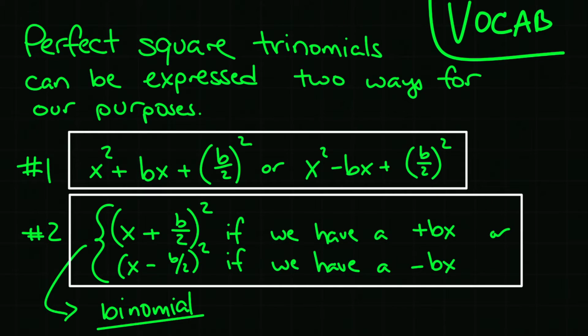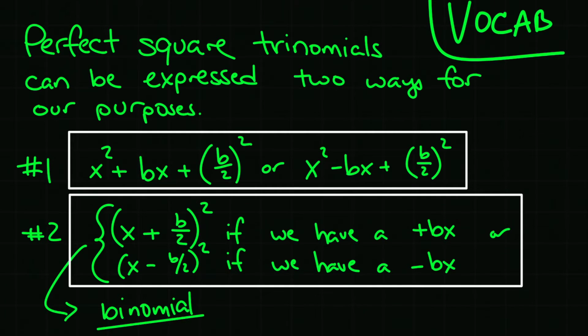All right, let's start with vocabulary. Perfect square trinomials can be expressed in two ways for our purposes. We can express it, number one, as x squared plus bx plus (b over 2) quantity squared, or x squared minus bx plus (b over 2) quantity squared. That would be expressing it as a trinomial.